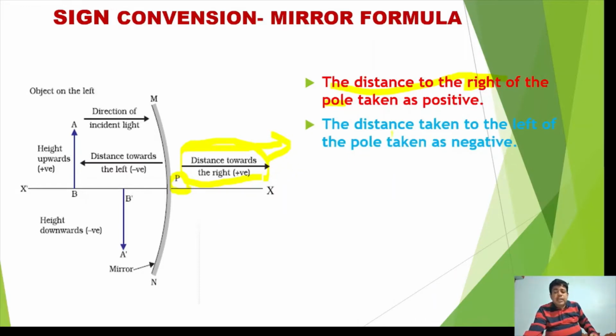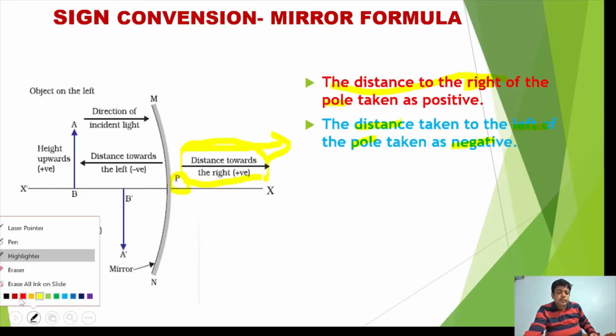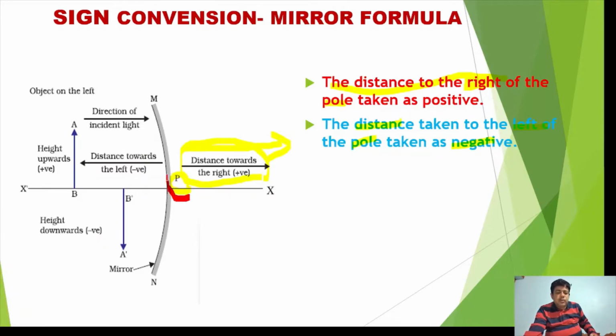And the distance taken to the left of the pole is taken as what? Negative. You see this direction here, and this is the pole, and this is the distance to the left of the pole.